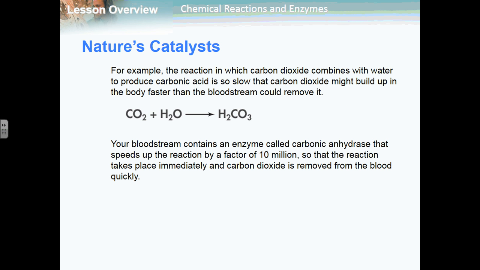Again, here's another representation of that carbon dioxide reaction that takes place in your bloodstream. So the reaction of carbon dioxide with water to form carbonic acid would happen, but notice it would happen so slow that you would have a buildup of carbon dioxide in your blood, and that would cause serious health problems. So without this enzyme, here's the enzyme carbonic anhydrase, that helps speed it up much faster to maintain that stable condition, the homeostasis.